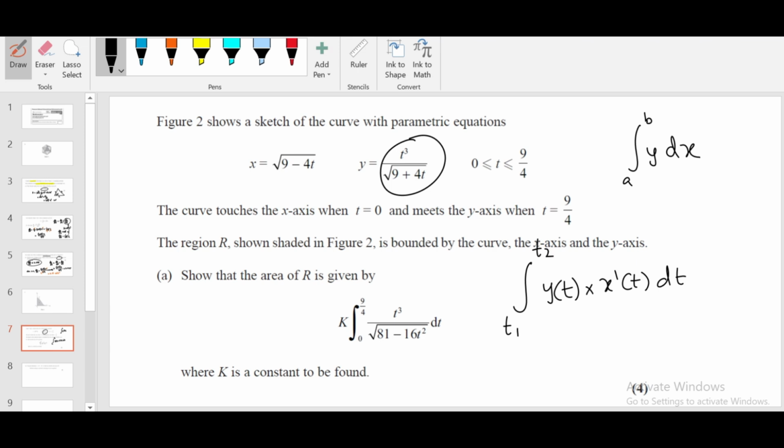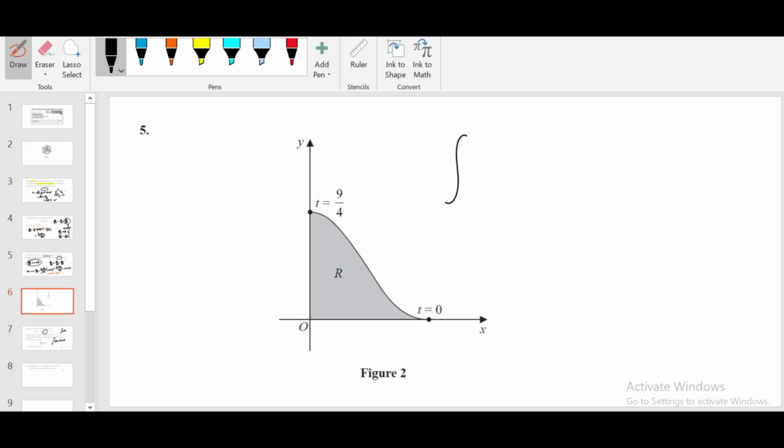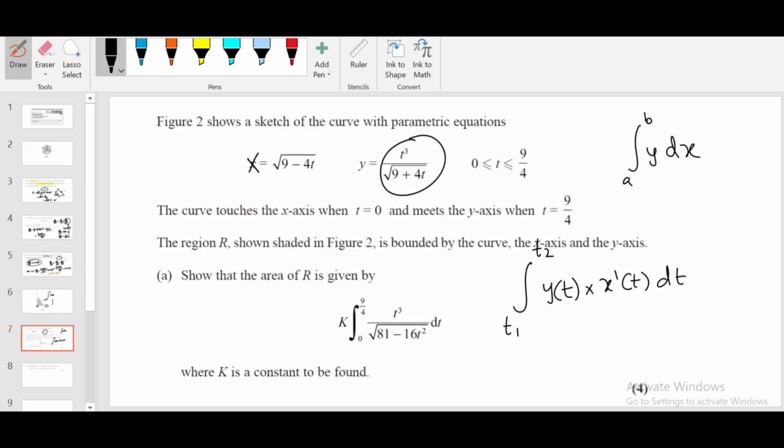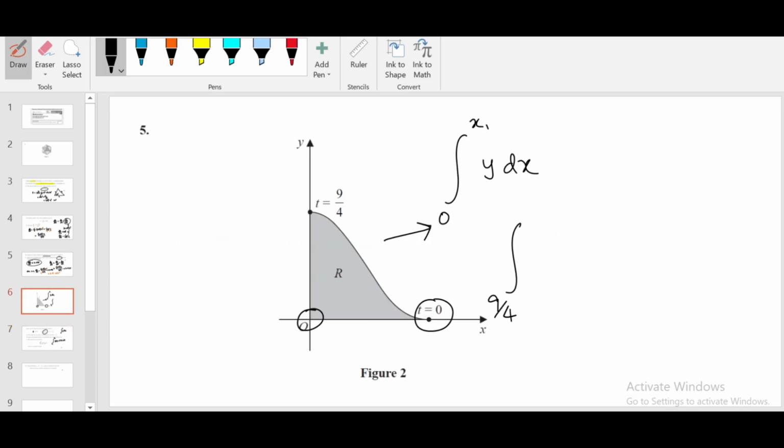So if you look at the figure, the area is going to be the integral. The value of x is 0 here. The x coordinate of this point is 0. The x coordinate of this point is something; we don't know the x coordinate. Let's say x1. Y dx. That's the formula, right? So if you want to take parametric equations, you need to know the value of t corresponding to x is equal to 0. When you put x equal to 0 and make t the subject, it's going to be 9/4.